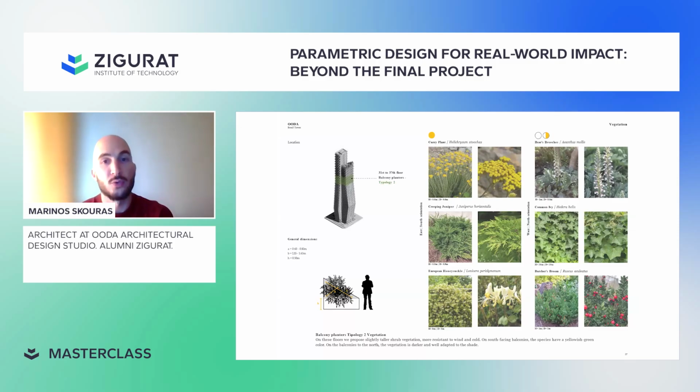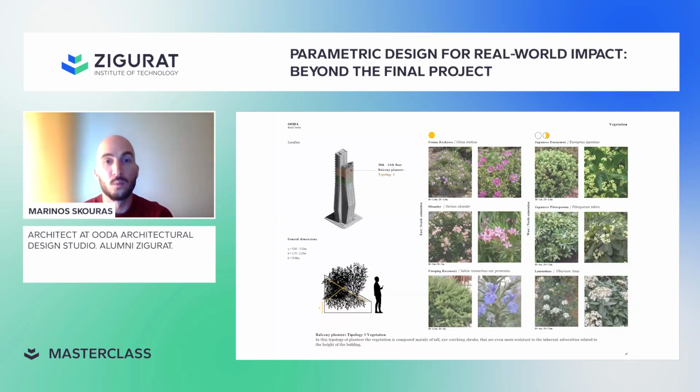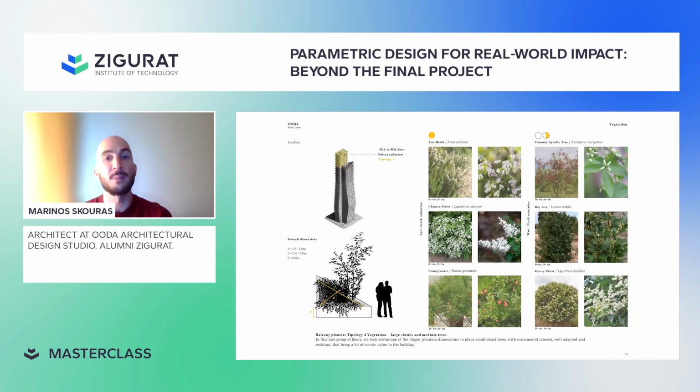Mid-levels host shrubs that are more resistant to wind and cold. And as we go higher, we move to taller eye-catching shrubs. And then in the end, the upper floors support small resilient trees. And that way they add a scenic and ecological value to the building.